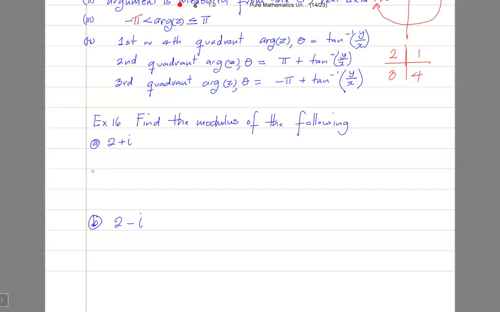Sorry, this is just the modulus. So here r, the mod of Z, would be equal to the square root of the square of the real part, which is 2 squared, plus the square of the imaginary part. So this is the square root of 4 plus 1, which is the square root of 5. The modulus here would be the square root of 5. I'm going to stop the video.